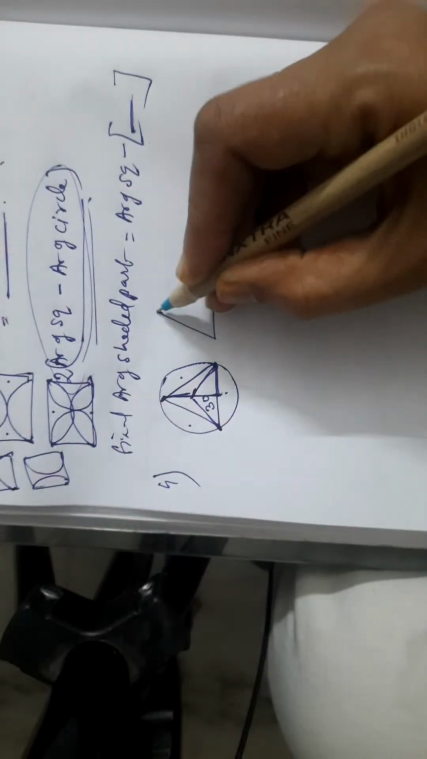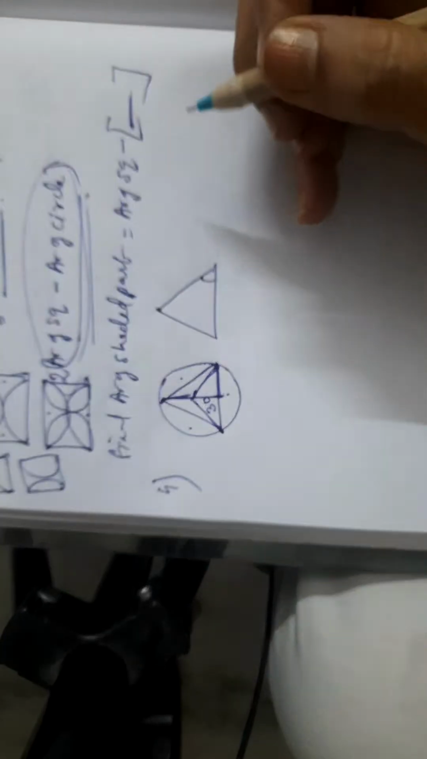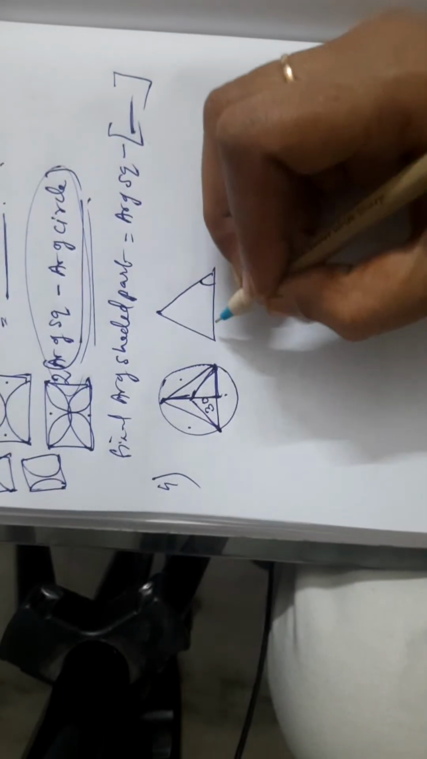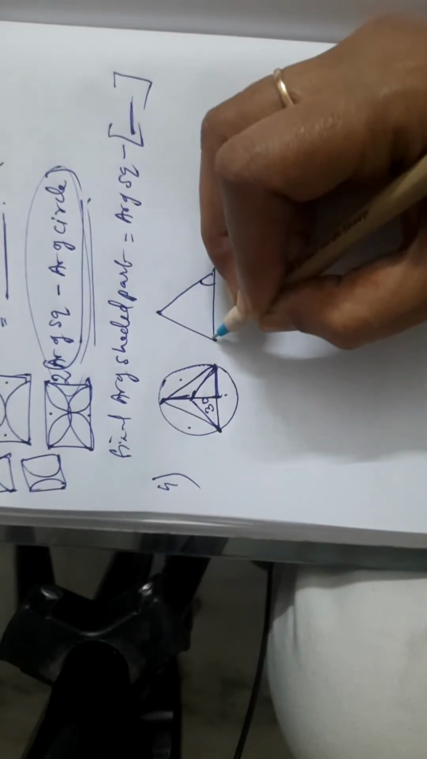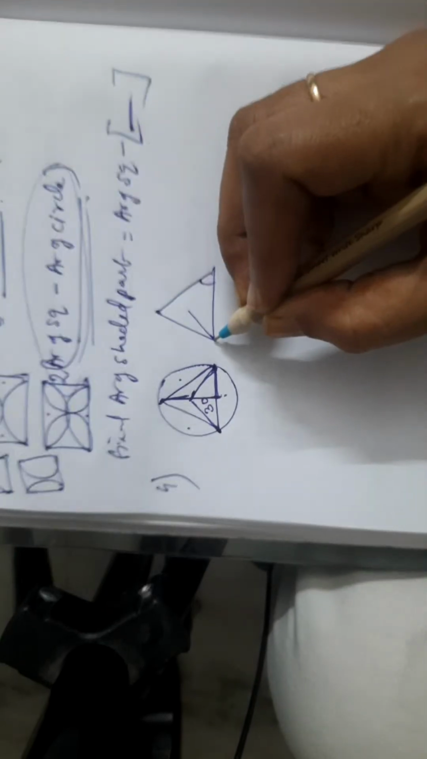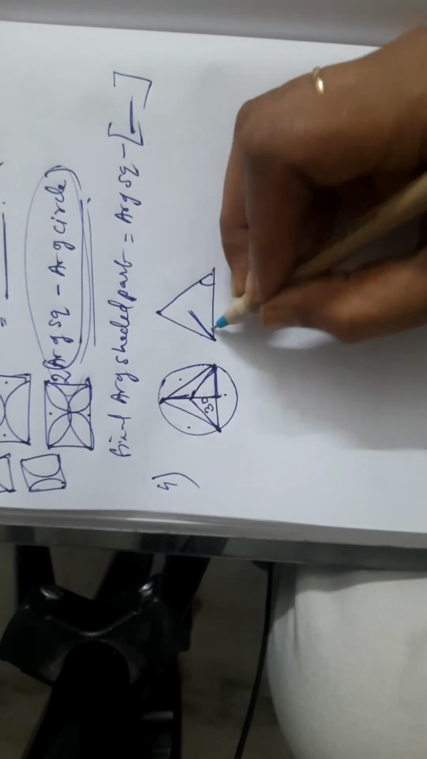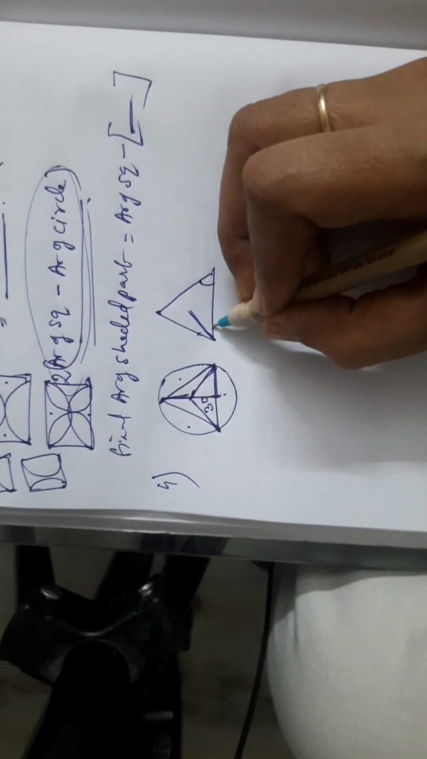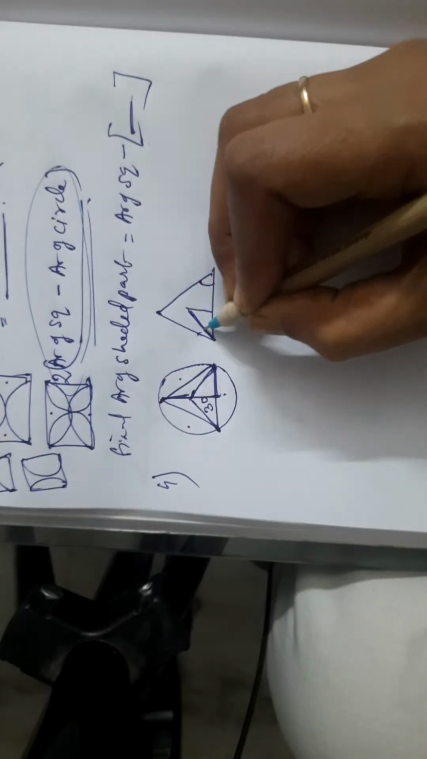So this is our equilateral triangle. So each angle will be 60. Now the radius is given, so here this side is given. This radius will divide the angle into two equal halves. So this angle becomes 30.